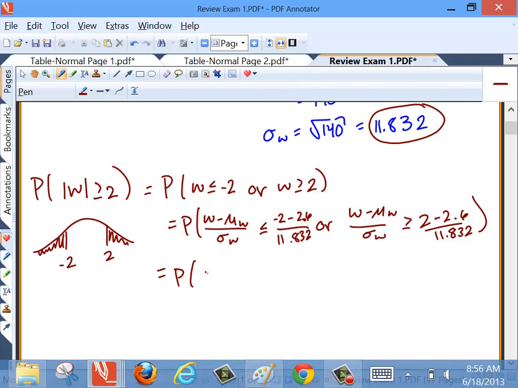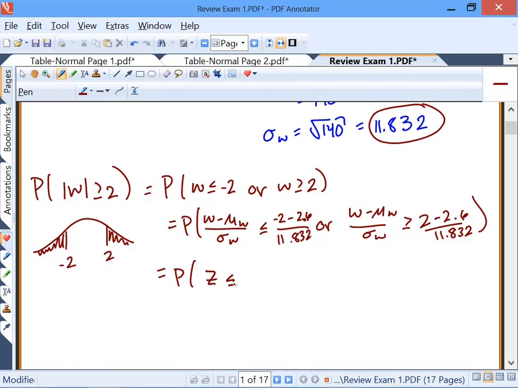Okay. So this is going to be the probability that Z is less than or equal to negative 0.39, or Z is greater than or equal to negative 0.05.